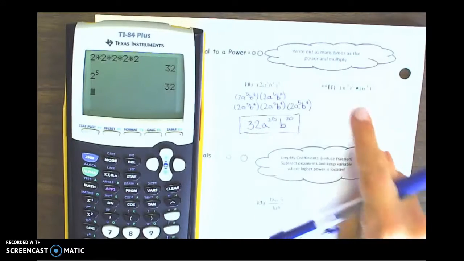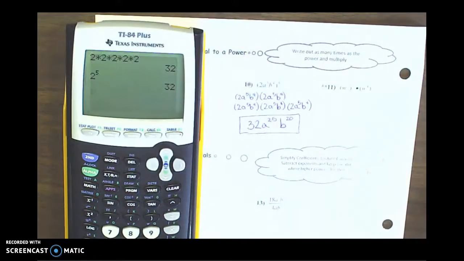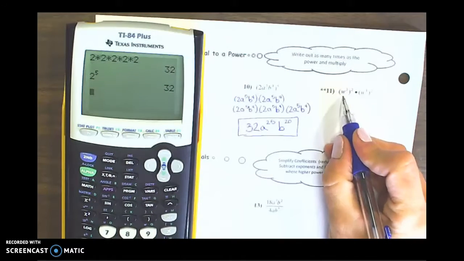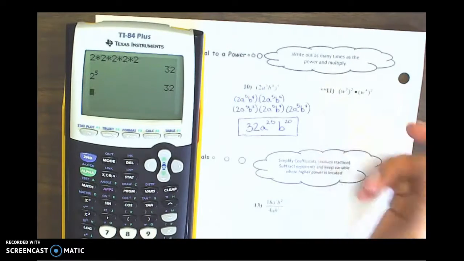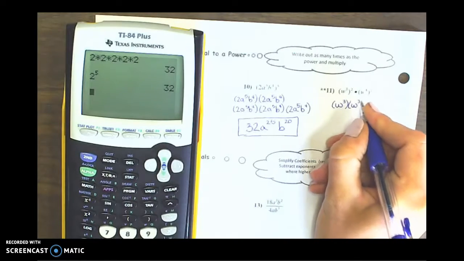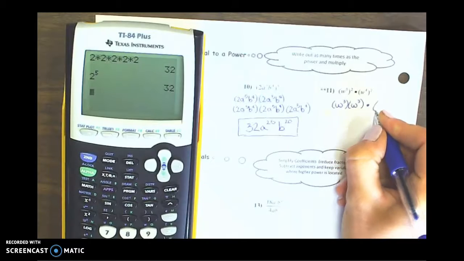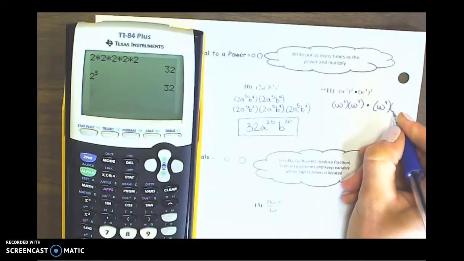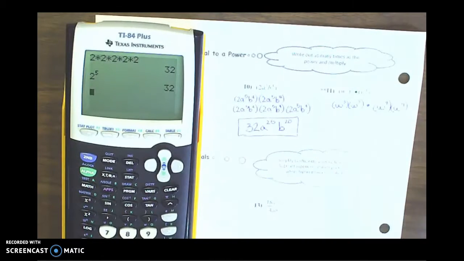Okay, up next, let's take a look here. This is a little bit of a challenge. Here, we're going to take the first parenthesis and write it twice. So w to the third, w to the third, times, and over here, w to the fourth, w to the fourth. And let's see what happens.